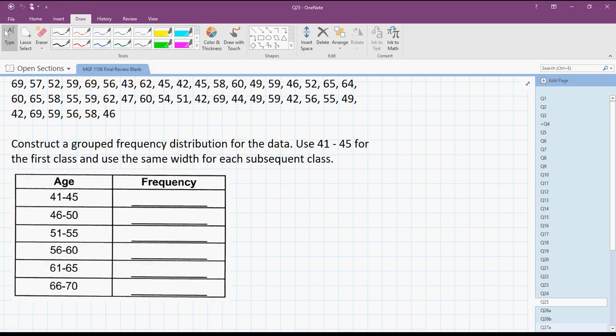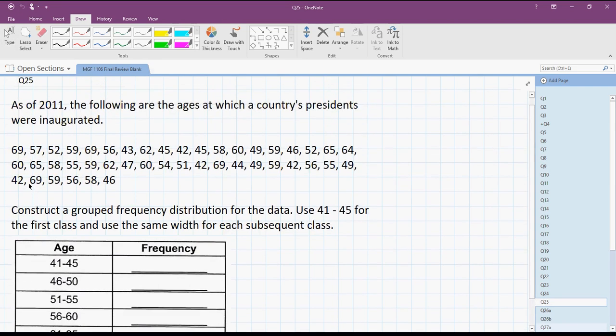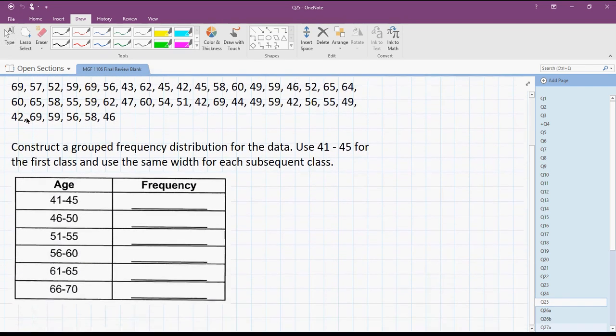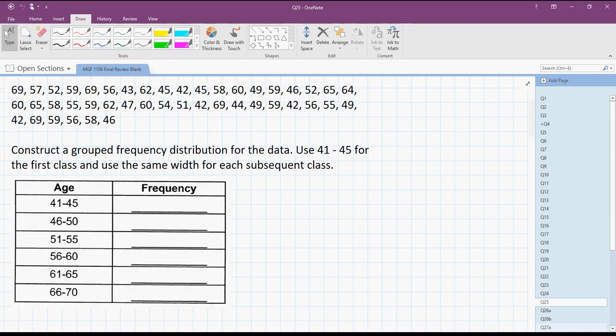So here, again, you're doing a tally table, but you're going to take each one of these numbers and put them into the range that they belong in. So, again, you just start at the beginning, and in the end, it doesn't say how many there are total, but if you count up all your numbers, that's how many you should have total in your frequency.